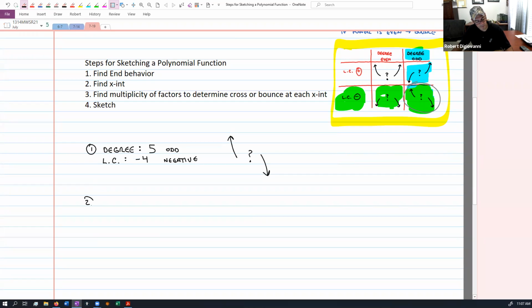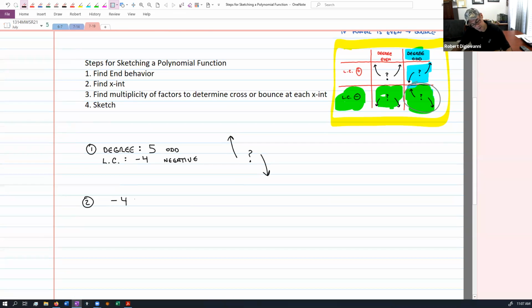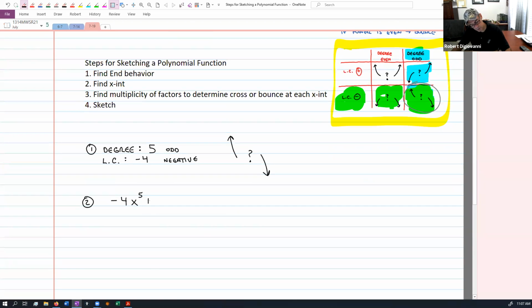So the next step is to find the x-intercepts. And to do that, we set the entire function equal to 0. So -4x to the 5th plus 20x cubed.